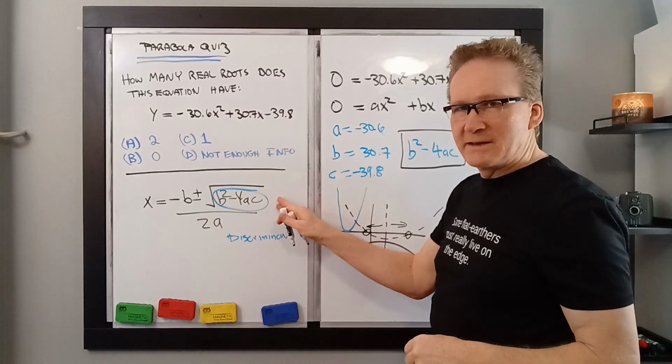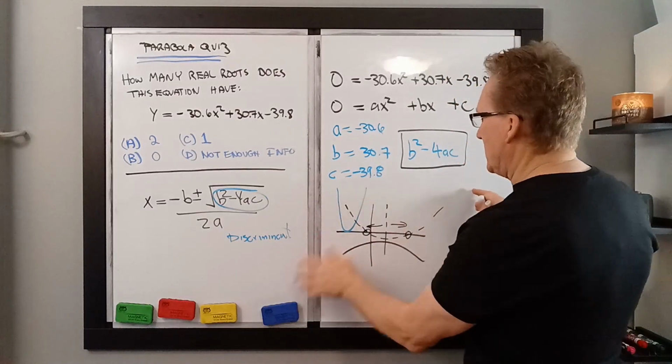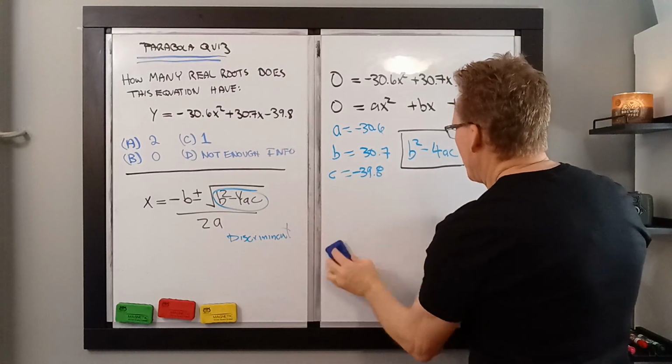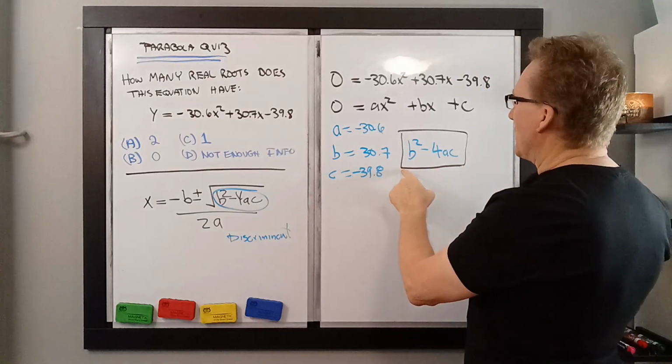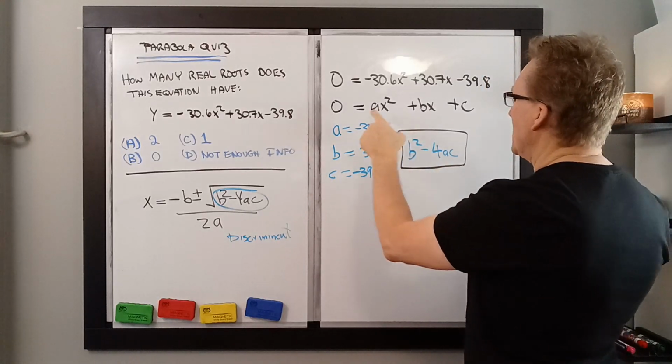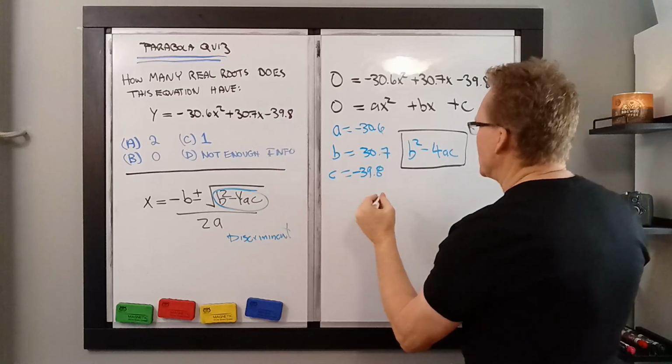So we want to find that in this case. I'm going to write that out here, erase some of these things that we don't need. And we're going to see if we can find this for this particular problem. So we're going to want b squared minus 4ac. I've written out the a, b, and c here. So let's take a look at that.